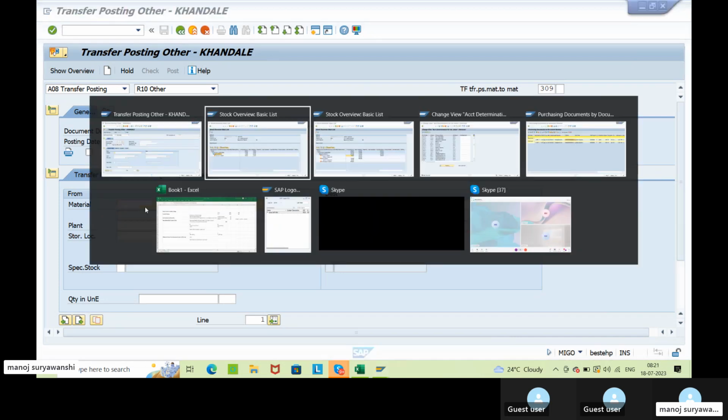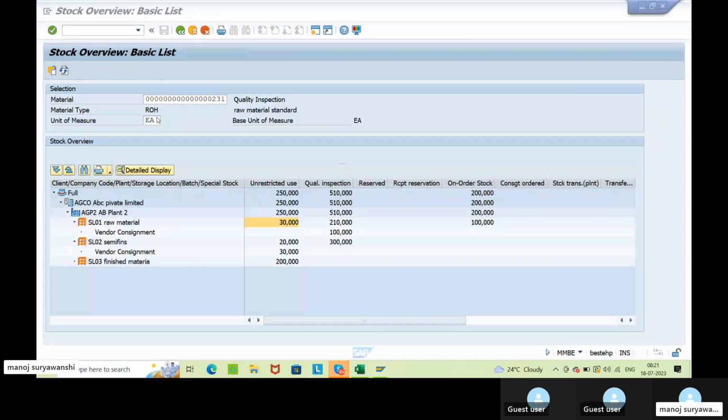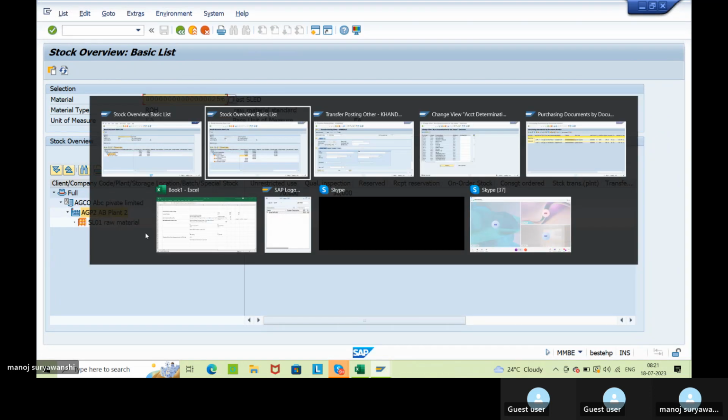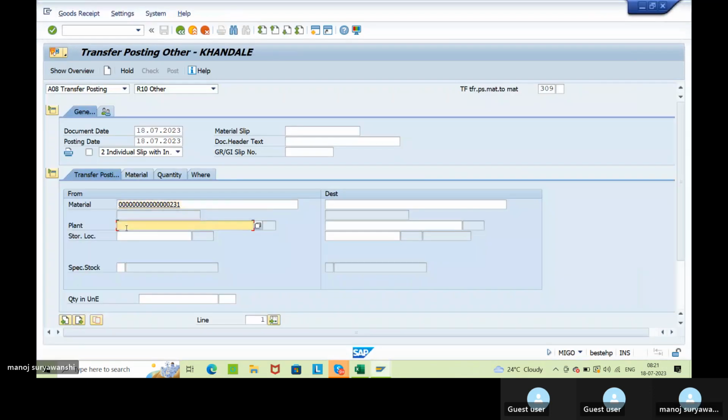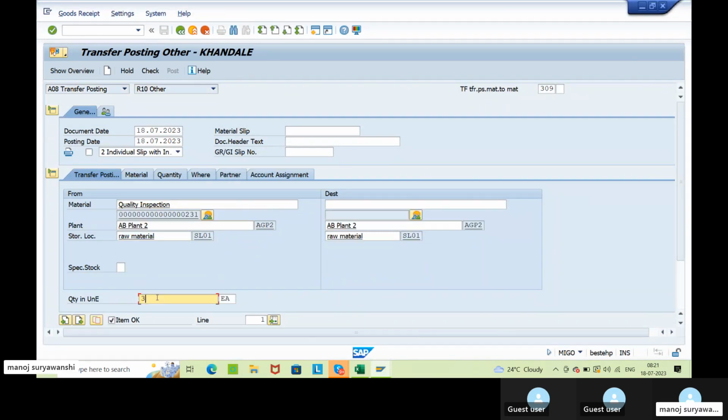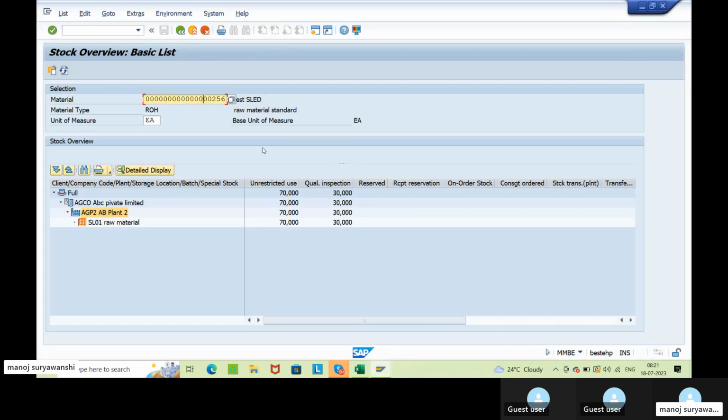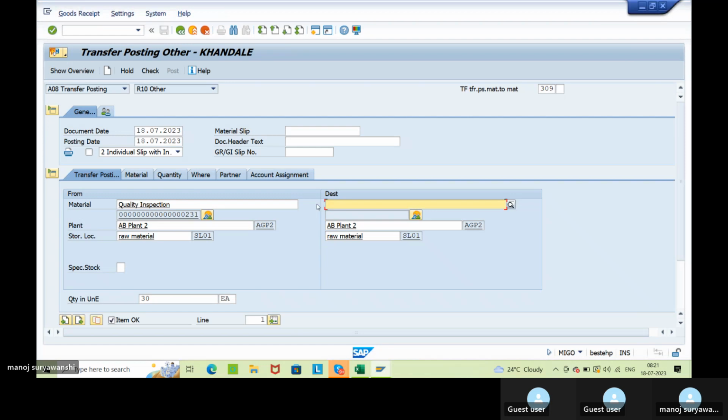So कौन सा material transfer करना है? 231 को transfer करना है. Copy 231. Enter here. Plant AGP2 storage location SL01 and how much quantity we want to transfer? 30 quantities. What is the destination material? Destination material is this. Copy this material. Enter. Check.